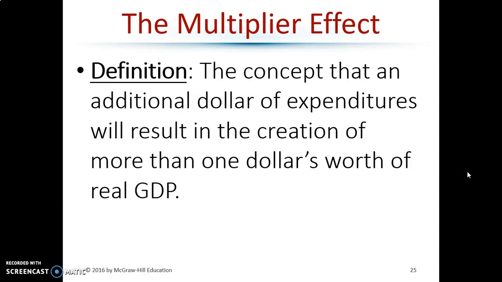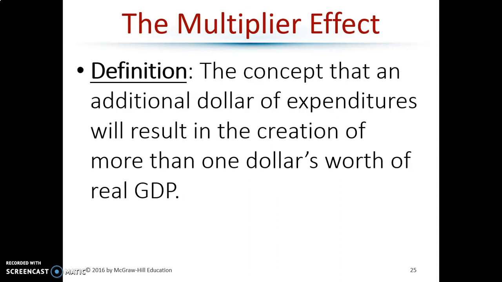So part 3 of 3, we are finally ready to close both gaps, recessionary and inflationary, by using one of our fiscal policy tools: changing government spending levels, changing taxes, or changing transfers. And we're starting this off with what is known as the multiplier effect.